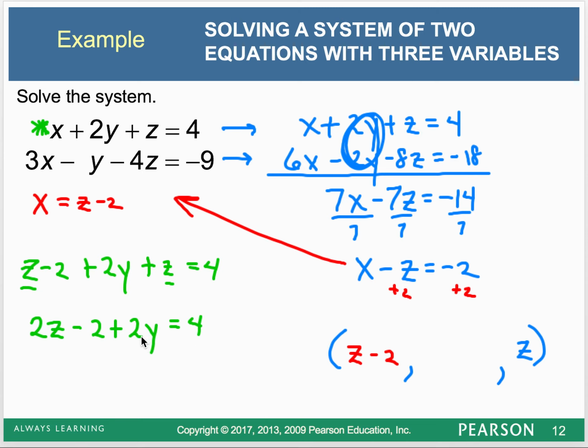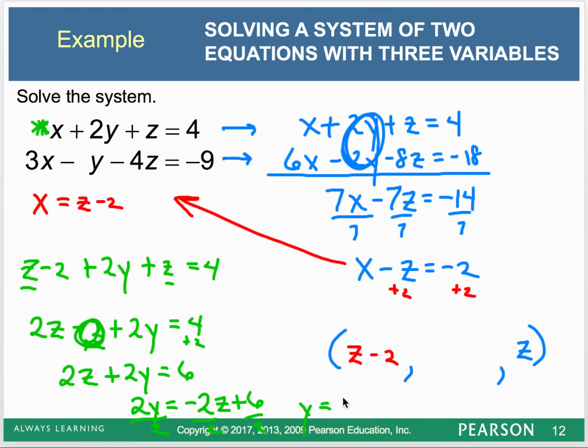Okay, solving it for y, let's add 2 to both sides. So we have 2z plus 2y equals 6. So 2y equals minus 2z plus 6. And if I divide everything by 2, I'll get y equals negative z plus 3. So that's my y, negative z plus 3.